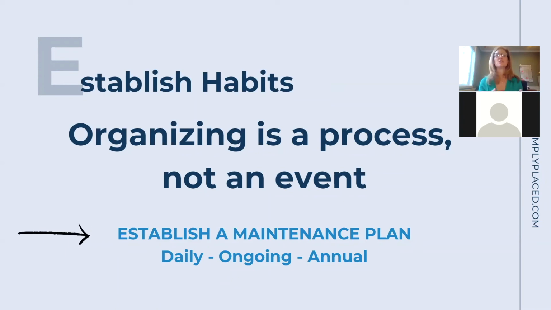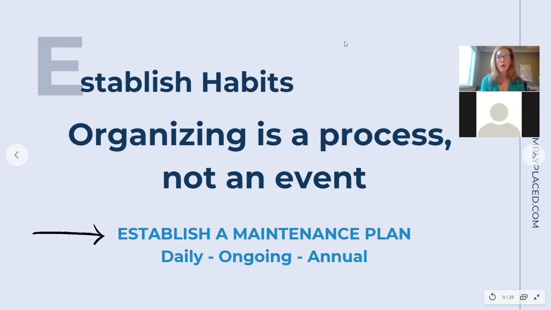Maybe there are some things that you do on an ongoing basis to maintain organization, where once a week you're doing some planning. We'll talk about that. Or going through some files quarterly, for example. Maybe there are some things that you're going to do annually. So these are maintenance steps that I would recommend putting on your calendar so that you don't forget. So establishing habits is the last step in that process.